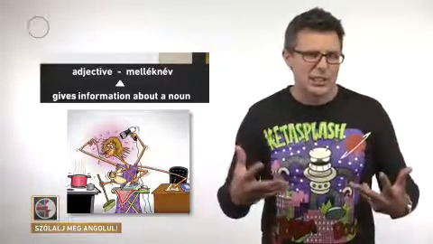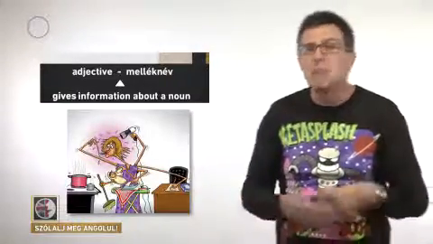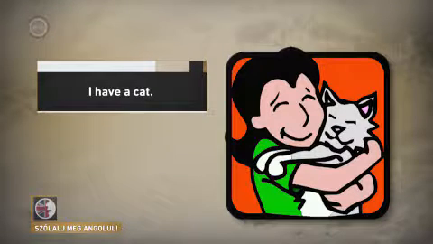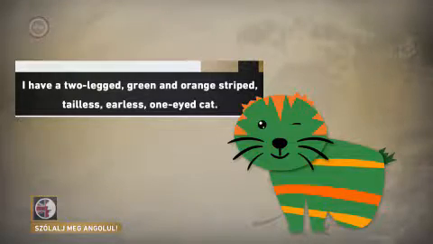We can use adjectives to add colour and depth to a sentence. We can take a boring sentence like, I have a cat, and we can add adjectives to the sentence to provide more information and also to make the sentence more interesting. I have a 2-legged, green and orange striped, tailless, earless, one-eyed cat. So, we all remember what adjectives are. They give us more information about nouns. This means that we can use adjectives to make identification easier.